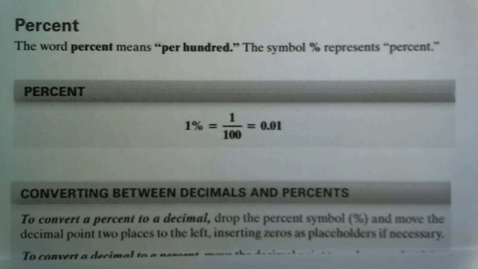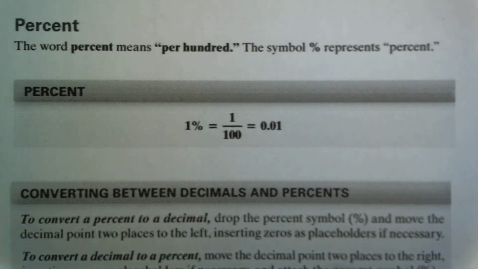Now, converting between decimal and percent. To convert a percent to decimal, drop the percent symbol and move the decimal point 2 places to the left. Okay, that's from percent to decimal. Inserting zeros as placeholders if necessary. And we look at some examples of that. On the other hand, if you convert a decimal to a percent, move the decimal point 2 places to the right, inserting zeros as placeholders as needed, and attach your percent symbol. So doing it will probably explain it better than reading it over and over again. So let's do some examples.